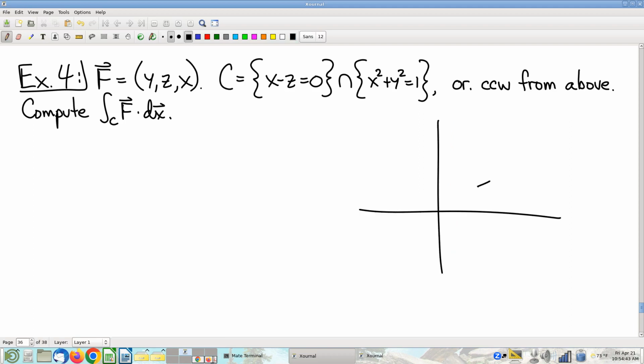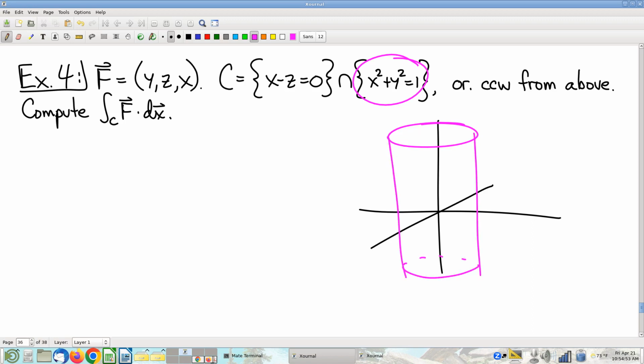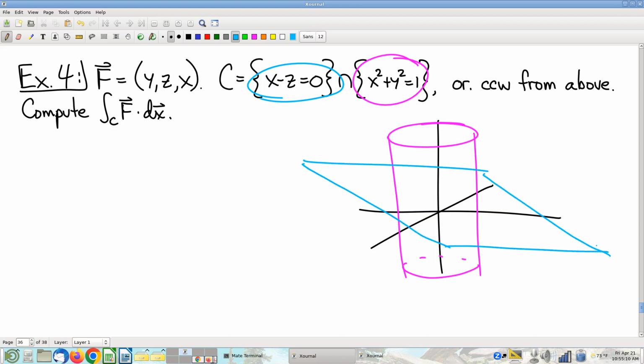There we go. The cylinder, a plane. Now this is, again, a different plane. Let's see here. I'll use blue again. X equals Z. Now, it's kind of a hard one to draw well, and the intersection is going to be, I don't know, something kind of like that.